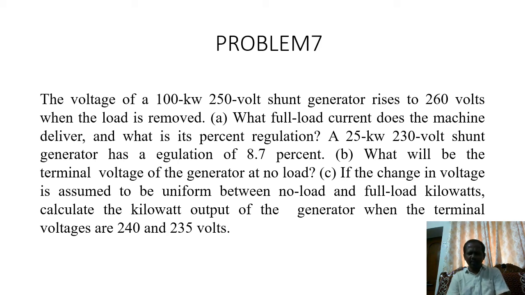Second, a 25 kilowatt, 230 volt shunt generator has a regulation of 8.7%. For the first one you calculate the regulation. For the second one, the capacity is different and the regulation is given. What will be the terminal voltage of the generator at no load condition? If the change in voltage is assumed to be uniform between no load and full load kilowatts, calculate the kilowatt output of the generator when the terminal voltages are 240 and 235 volts. Right?